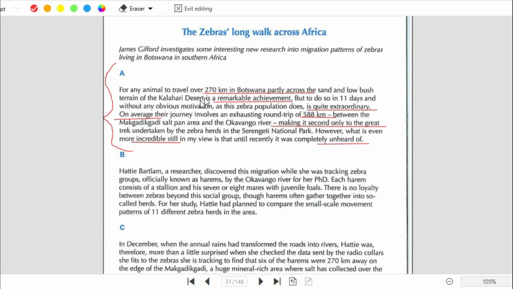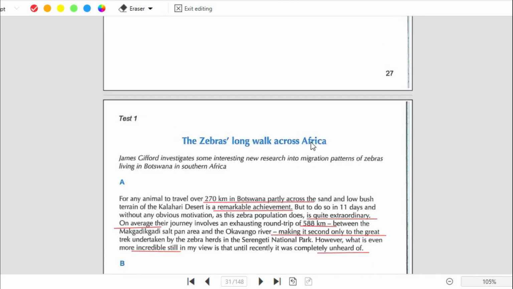So here let's look at the words that we have marked. 270 kilometers, remarkable achievement, quite extraordinary, making it second only to the great trek, then incredible, unheard of. Now you have to keep this in your mind. In general, we can say that something is happening in the zebra population and it is quite extraordinary, a remarkable achievement. Now let's go back to the headings.